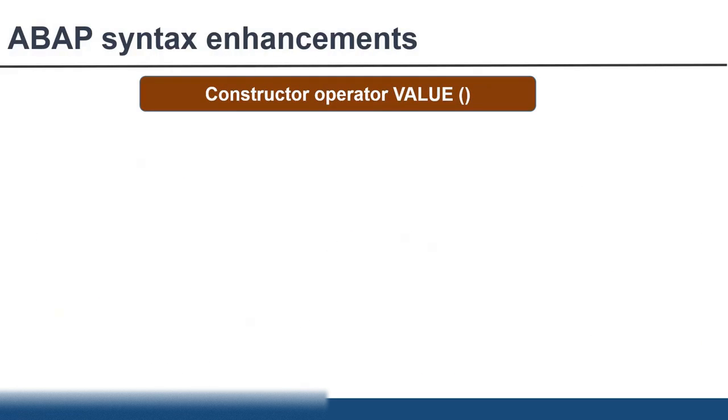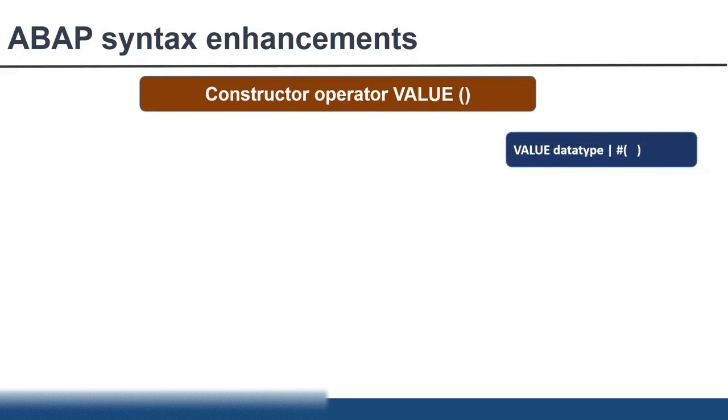Value operator. A constructor expression using a value operator constructs a value for the type specified. These have different variations. First one is VALUE data type or with a hash symbol. It constructs an initial value for any data type. See the example here. Here, it creates an initial value and assigns it to the variable LV_RESULT.